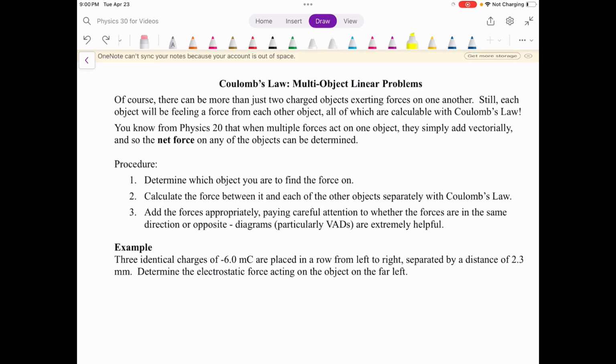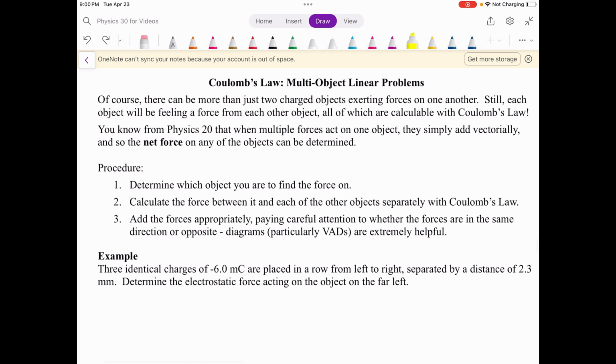Now we'll finish up this lesson not talking about anything new, just applying it in slightly more complex situations. So it's still just Coulomb's law, it's still just forces acting on an object, all the stuff we've done before, just applying it now in more scenarios. So of course there can be more than just two charged objects exerting forces on one another, right?